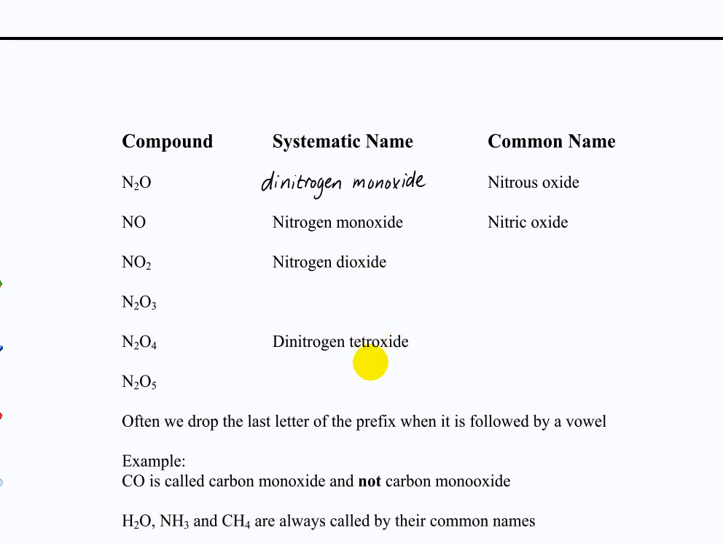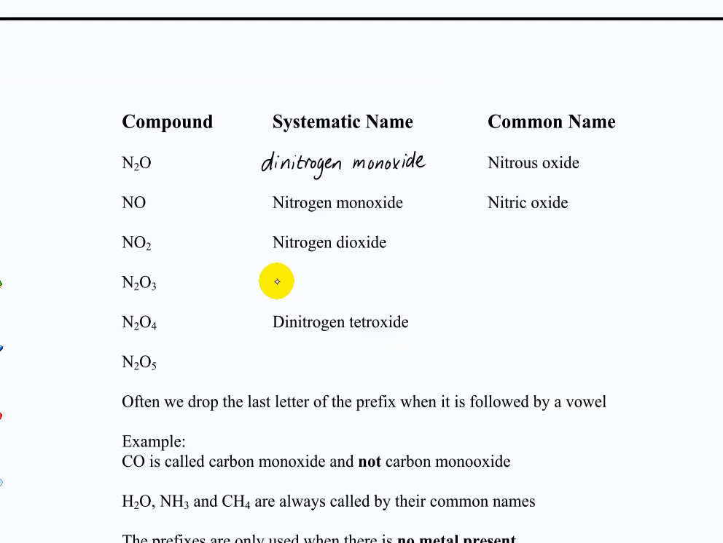So N2O3, what would that be? Right. Dinitrogen trioxide. And then what about N2O5? Yeah. Dinitrogen pentoxide or pentaoxide.